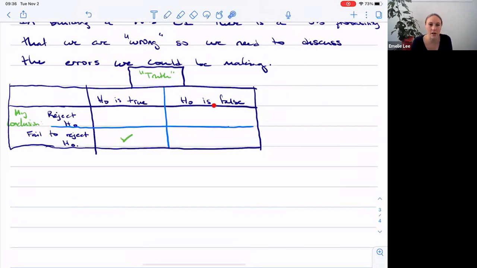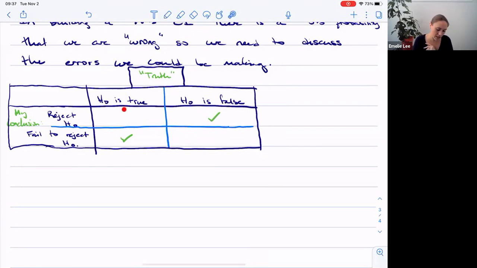If H naught is false, then the correct conclusion is that I reject it. I reject it in favor of the alternative hypothesis, right? So these two are good. Those are the correct conclusions. And we don't know if we've made the correct conclusion. So we need to talk about, okay, what are some of the mistakes I could be making?